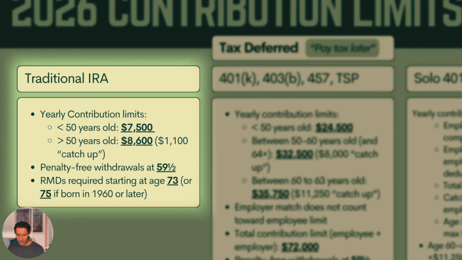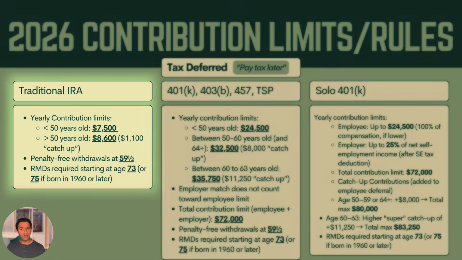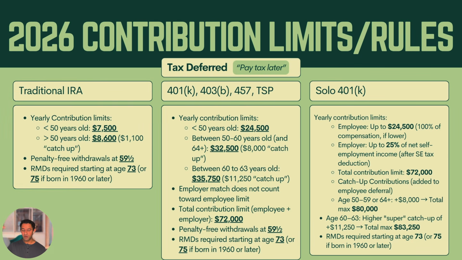So in a traditional IRA, that's a tax-deferred account, your contribution limits, if you're less than 50, are $7,500. If you're over 50, it's $8,600 because you get an $1,100 catch-up. You have penalty-free withdrawals after age 59 and a half. And you have RMDs that will kick in at age 73 or age 75, depending on your birthday. If you're born in 1960 or later, it's age 75.